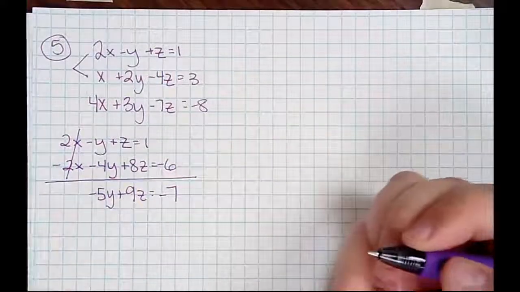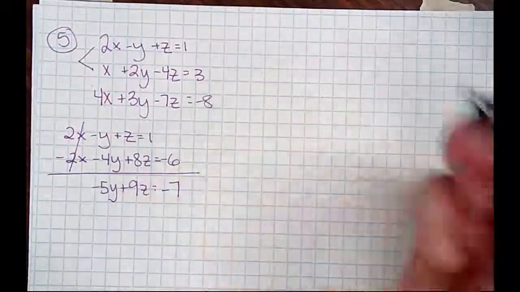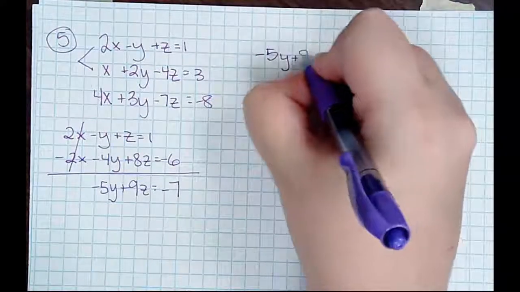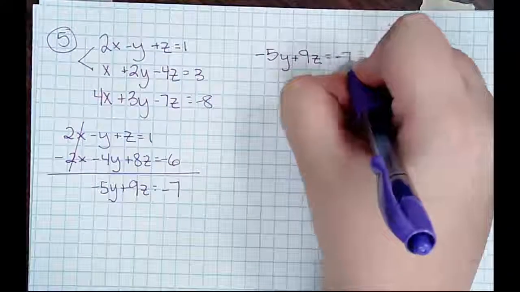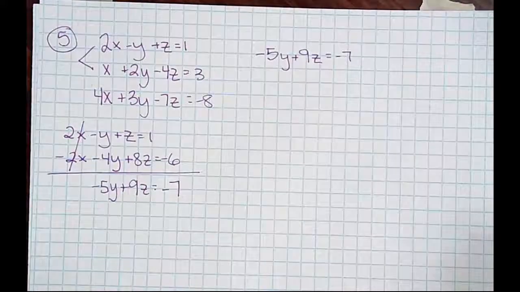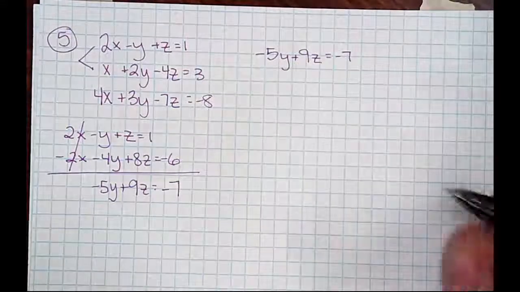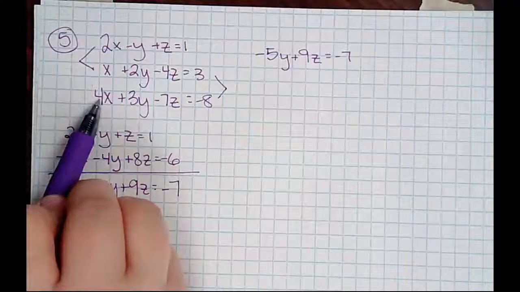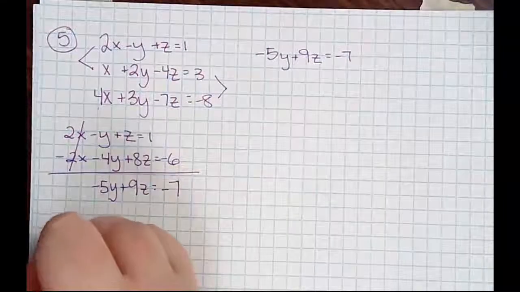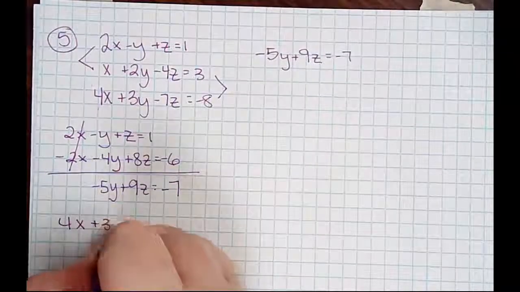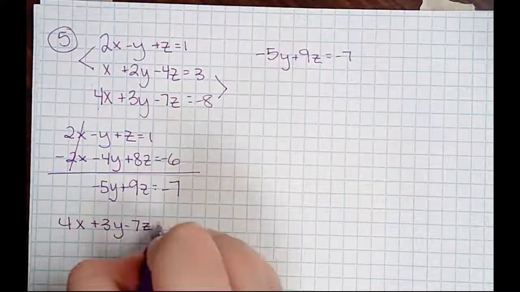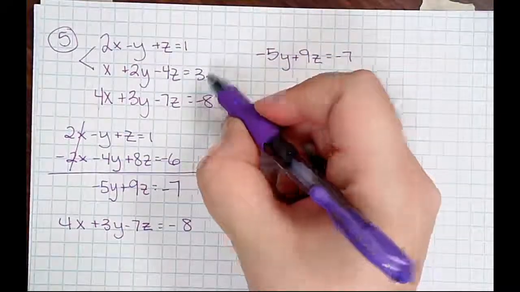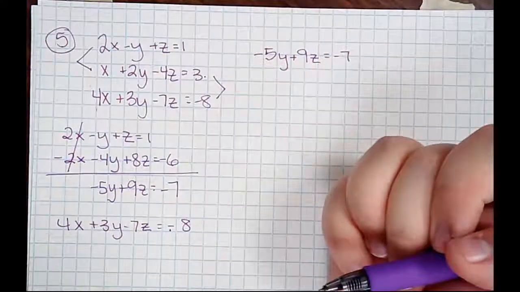I'm going to jump back up here. I'm going to use the second two equations, which are equally easy to get rid of x in. Copy that second one: 4x minus 7z equals negative 8. Multiply this one by negative 4 to add it down so I don't have to rewrite the equation. Negative 4x, negative 8y, positive 16z, and then negative 12. Down.